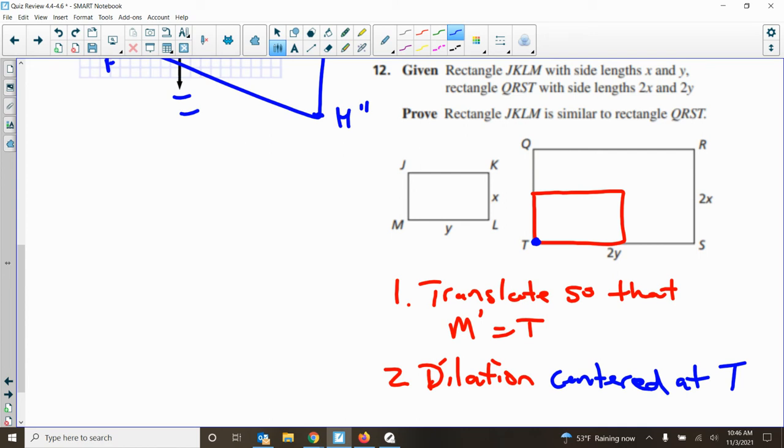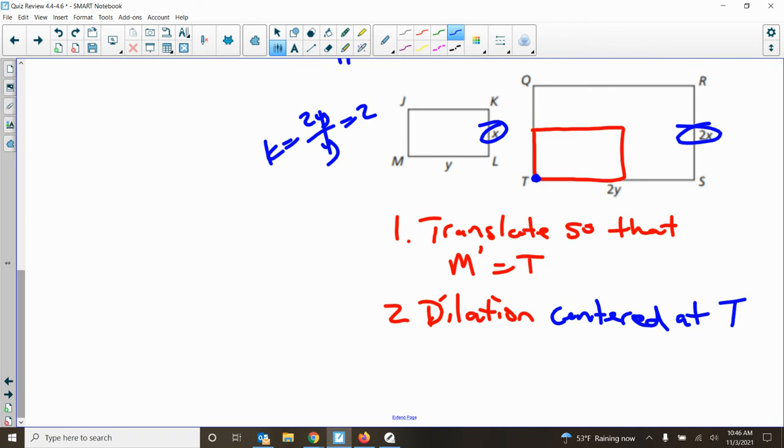Makes sense. What's my scale factor going to have to be? What's the new length? 2y. What's the old length? y. What happened to the y's? They cancel. Isn't this going to be a scale factor of 2? 2 times y is 2y, right? Same thing for the x's. What's 2 times x? Well, 2x. Okay, that's what a scale factor of 2 does. It's going to double all of those lengths. So this is going to be dilation centered at T, or you could have said M prime, okay, with K equal to 2 in this case.